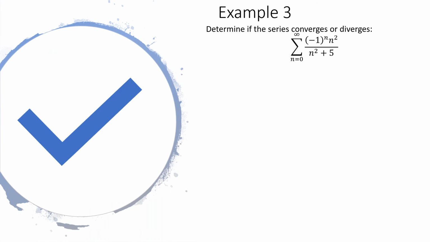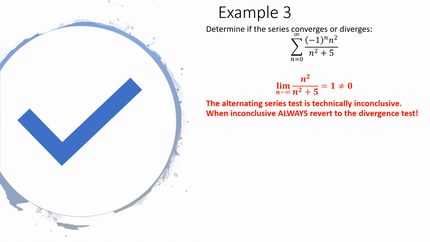All right, so next one, we're going to find the limit to start. So we have the limit of n squared over n squared plus 5, which equals 1. It does not equal 0, so we cannot use the alternating series test. Now, anytime you can't use the alternating series test, you want to go ahead and use the divergence test. The divergence test will prove that it diverges.